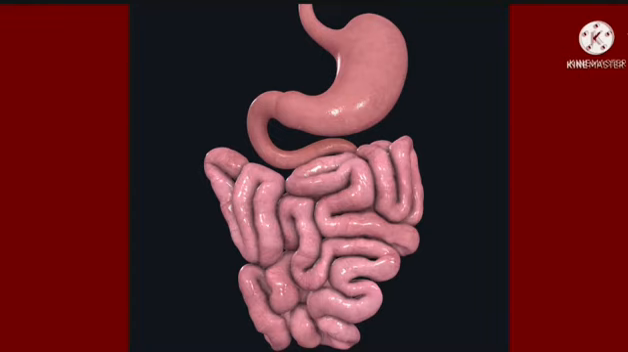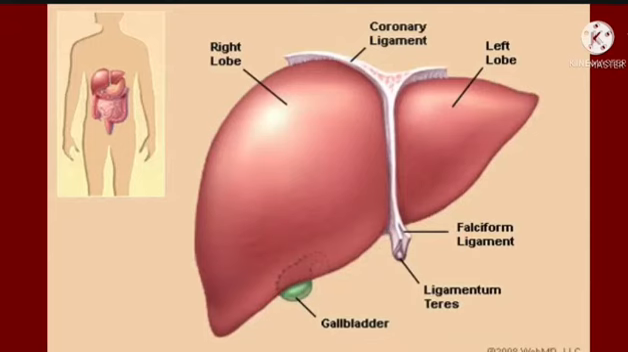Next, digestion in the small intestine. The bile, pancreatic juice and intestinal juice are the secretions released into the small intestine. Movements generated by the muscular layer of the small intestine help in the thorough mixing of food with various secretions in the intestine, thereby facilitating the digestion.